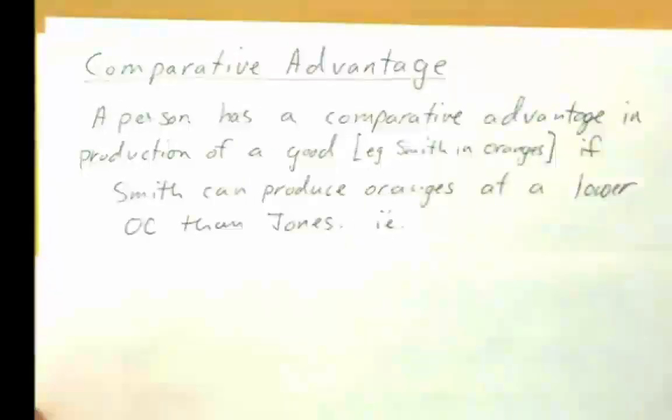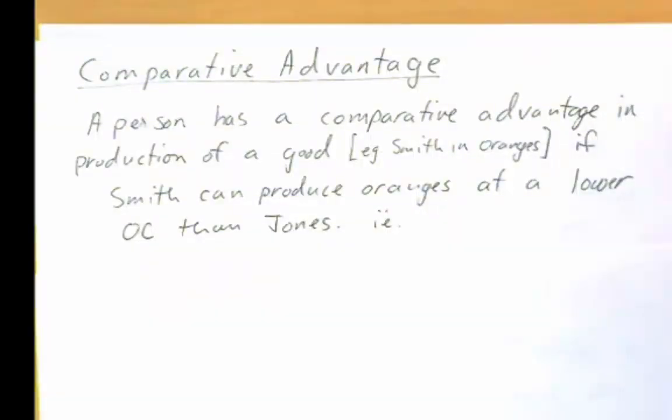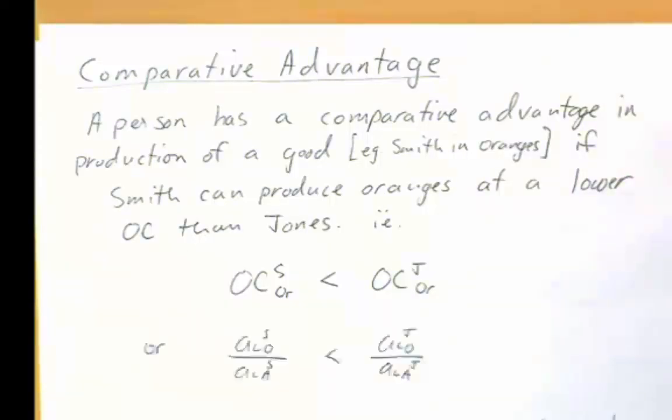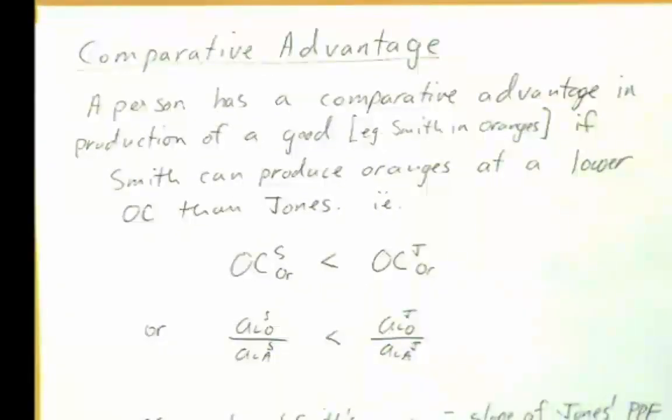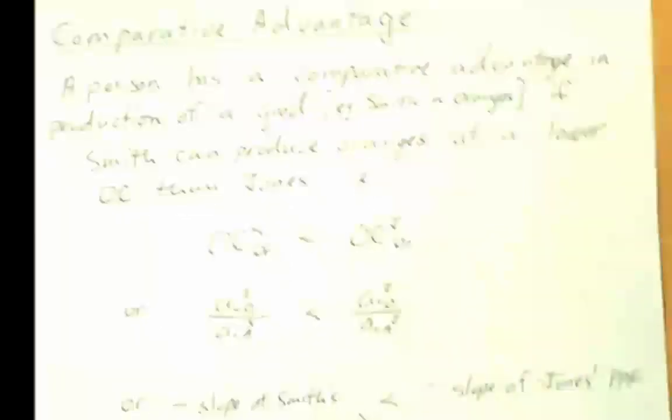Comparative advantage. A person has a comparative advantage in the production of a good, say Smith and oranges, if Smith can produce oranges at a lower opportunity cost, OC, than Jones can. Or in other words, if the opportunity cost of Smith in oranges is less than the opportunity cost of Jones in oranges, then we're going to say that Smith has a comparative advantage in the production of oranges. We could also write it this way. We can look at the ratio of the unit labor requirements, because that's the other way in which we define opportunity costs. And that's that definition. Or we could write it as just the negatives of the slopes of the two PPFs and just compare slopes like that.